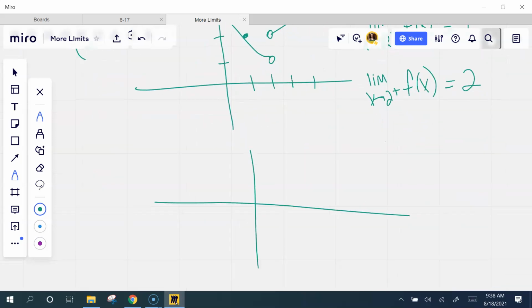Okay, for that one, if you look at it on your calculator, there's an asymptote here, and it looks like that. And it's not included on that one, so that's why it goes down forever.